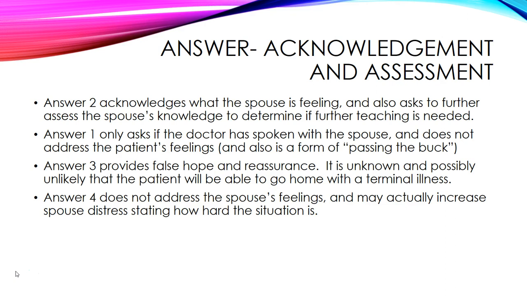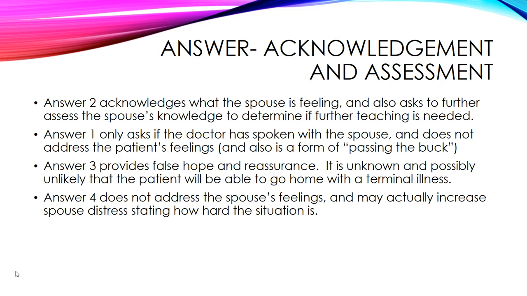So answer number three. This provides false hope. This is the answer that's saying, yes, I hope he gets better too. That provides false hope. You don't know the outcome, and the fact that they're terminally ill probably means they are not going home. Answer number four does not address the spouse's feelings, and it could actually increase their distress by telling them that they always have a hard time with this. That's not helpful and can actually make it worse, and you're not addressing the situation.